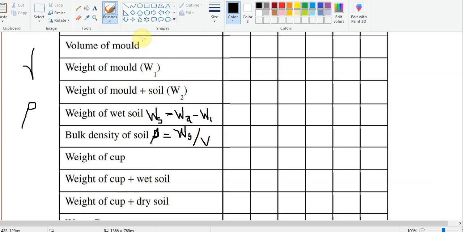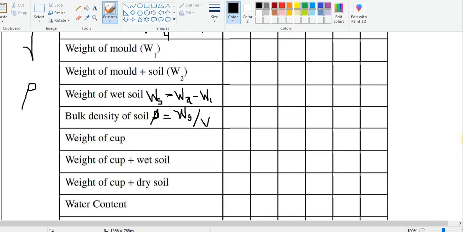Now volume of mold is given by area into height, and area is given by pi divided by 4 into d square. Pi divided by 4 into d square is my area of the mold, cross section area of the mold, multiplied by height of the mold will give me volume. Next, I have calculated bulk density. Now I have to calculate dry density.